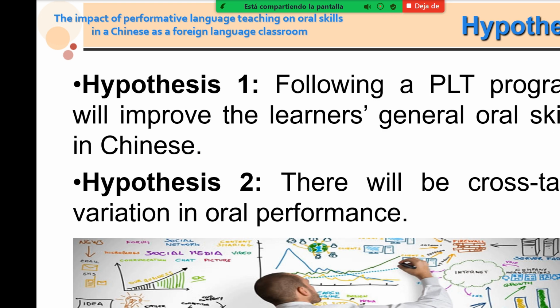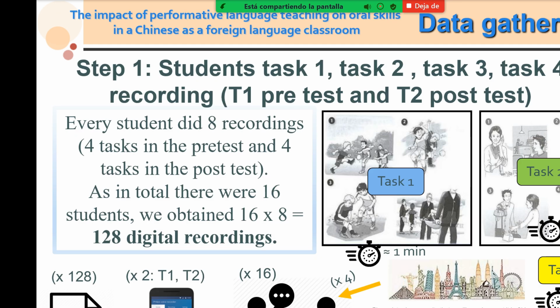So our hypotheses were 2. The first is that we believe that following a PLT program, they will improve the learners' oral skills in Chinese. Hypothesis number 2, there will be cross-task variation in oral performance. So these were the 4 tasks we gave to both groups, the control group and also the experimental treatment group. Time 1 and time 2 is a pre-test and post-test. They were exactly the same tasks for both.